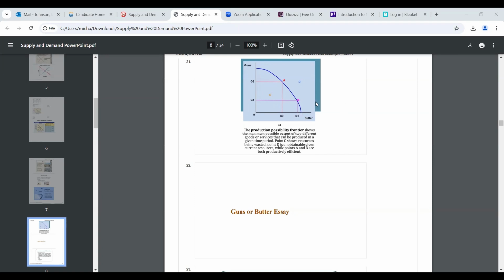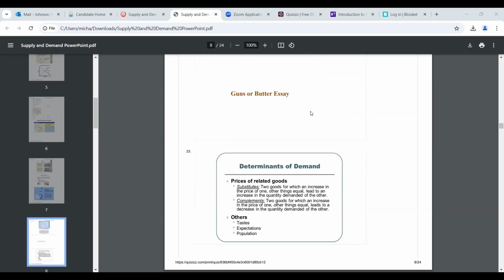So that'll bring us to D here. So that's very important. We want more investments in business, investment, research and development, education, healthcare, etc.